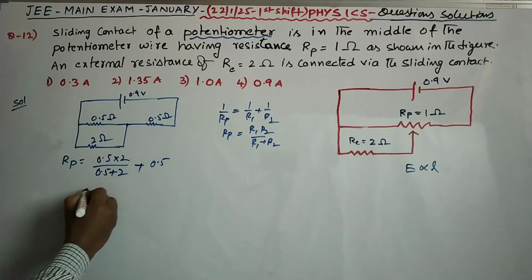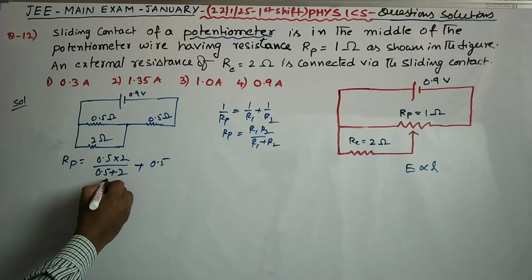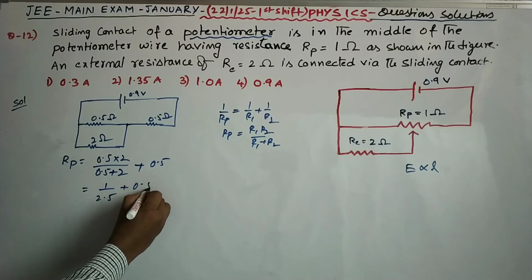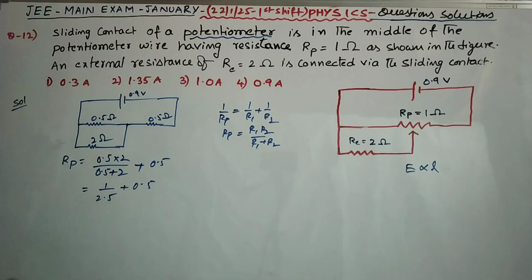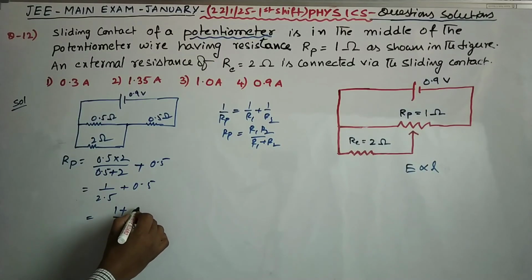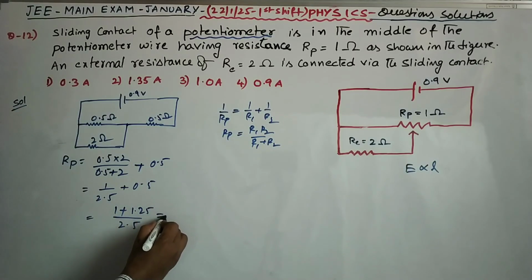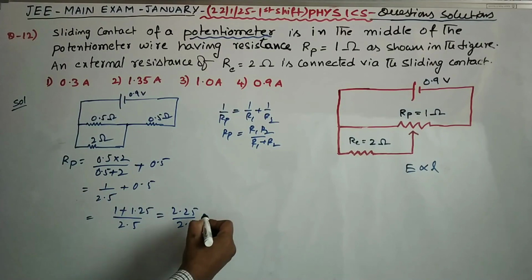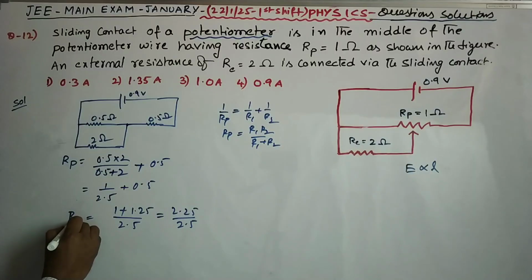What do you get? 0.5 into 2 is 1, divided by 2.5, plus 0.5. Taking 2.5 as the LCM, 1 plus 1.25, that means 2.25 by 2.5. Isn't it? 2.25 by 2.5. This is the R net value.